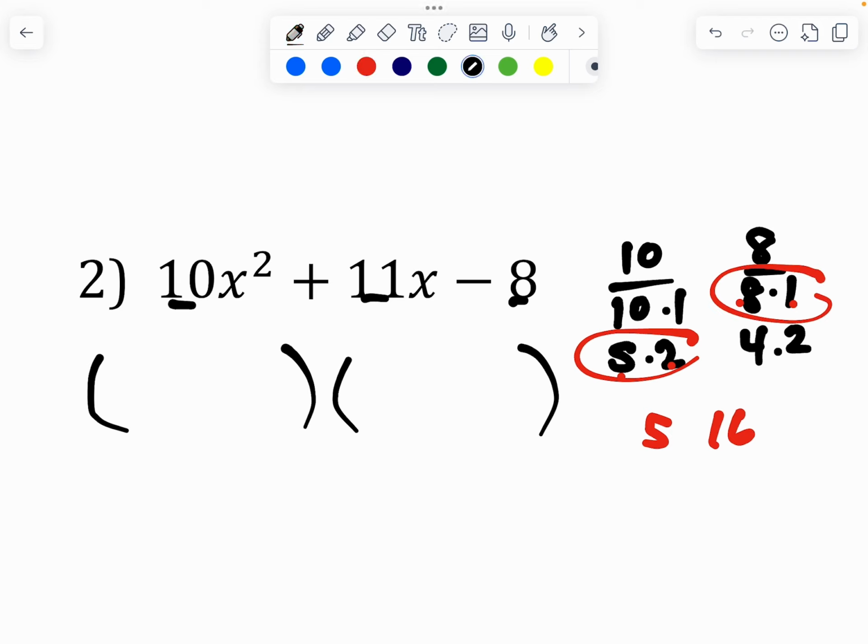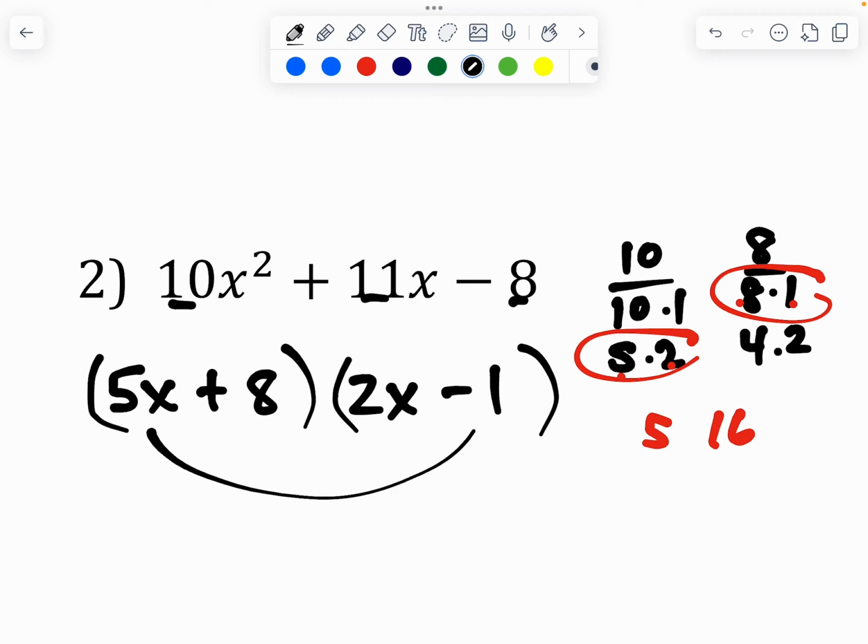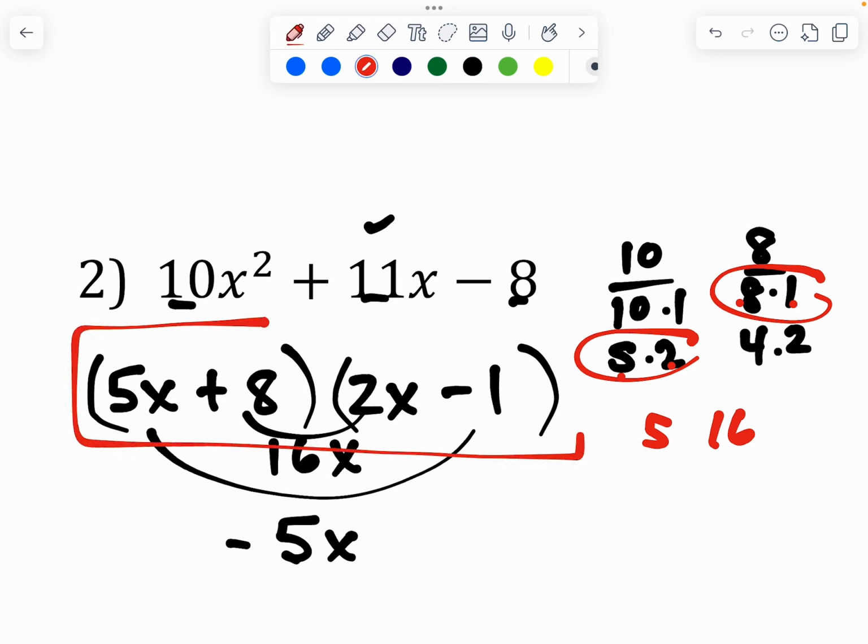I'm going to get 5x and 2x. I multiplied my 5 and my 1 together, so this is going to be a 1. And I multiplied my 2 and my 8. All right, and I need a plus 11, so this is going to be plus 8 and minus 1. Let me check it. This gives me negative 5x. This gives me 16x. 16 minus 5 is 11, and that works. So this is my 2 factors.